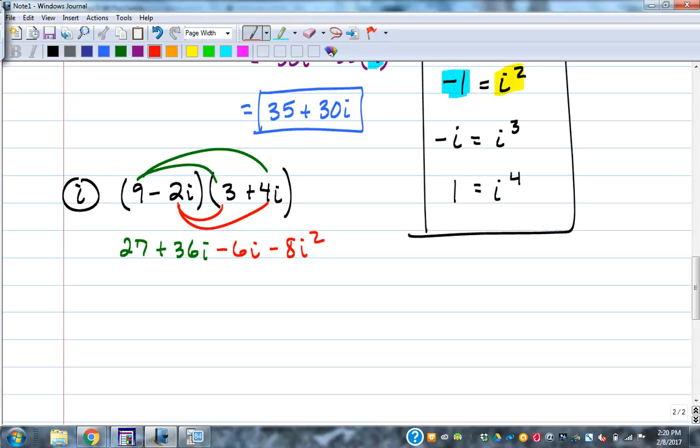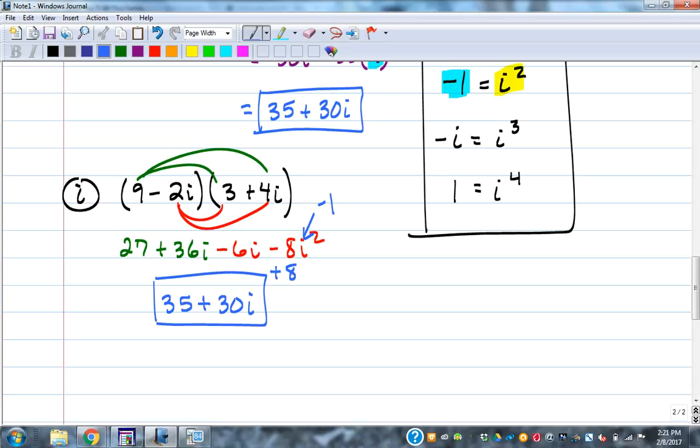And then we want to simplify everything that can be done. So the like terms go together. So we got 36i minus 6i. It's going to be 30i. And then i squared turns into what? Negative 1. So that makes that negative 8 times negative 1, which would be positive 8. So 27 plus 8 would be 35 plus 30i. Has to be the same answer as the other example. I thought that was interesting. That's why I did it.